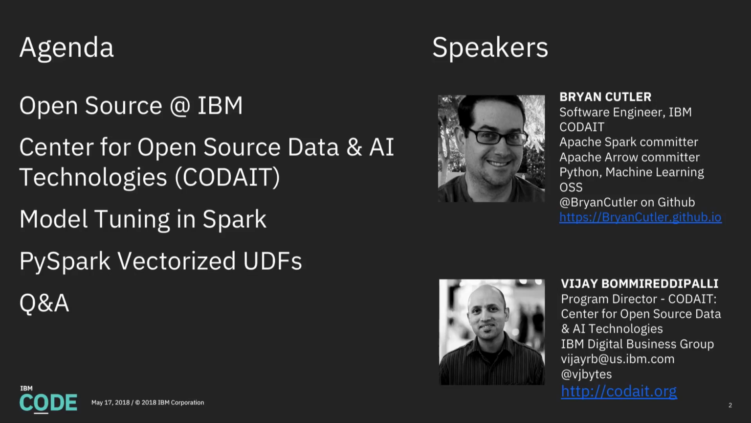I'm Bryan Cutler. I'm a software engineer at IBM, and I'm a committer for Apache Spark and Apache Arrow. I do most of my work in open source software, and I have a focus on Python and machine learning areas. There's my handle on GitHub, too. Feel free to contact me for any questions or pull requests on the material.